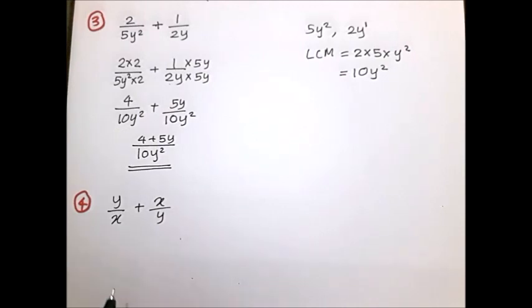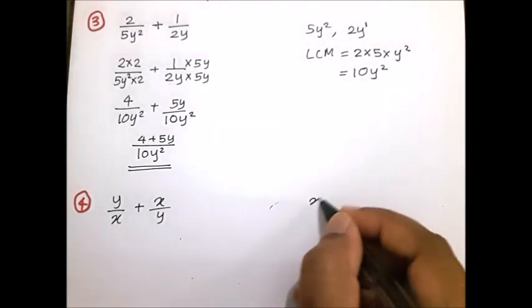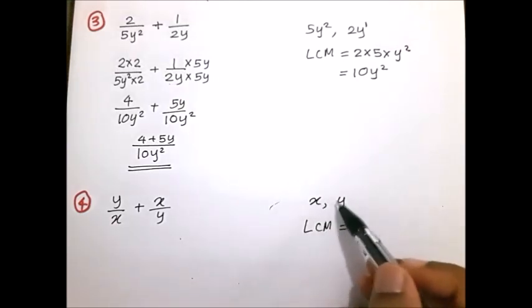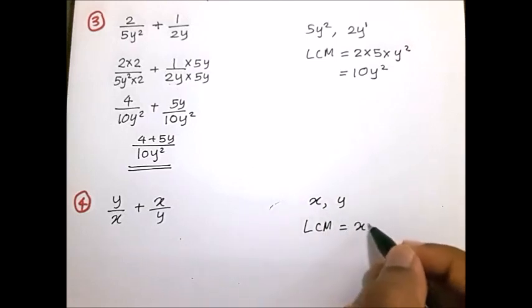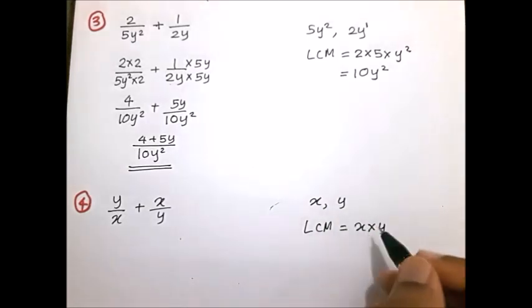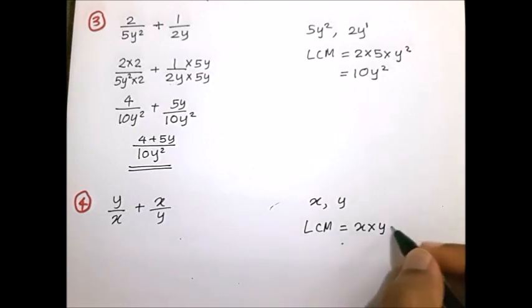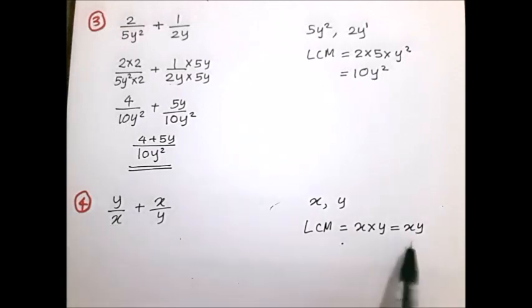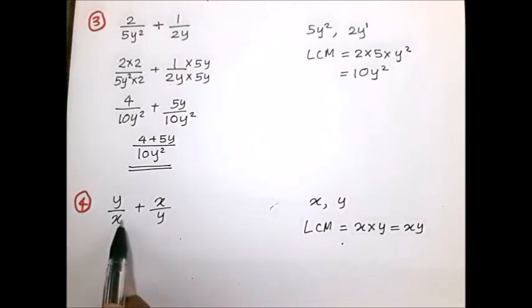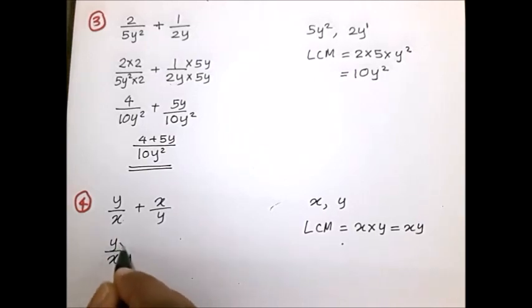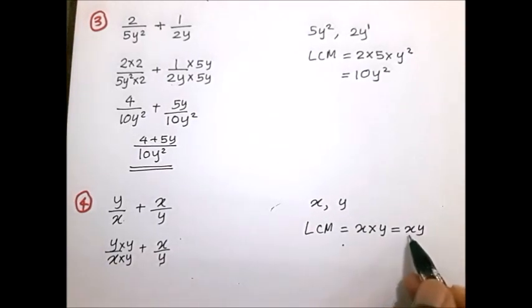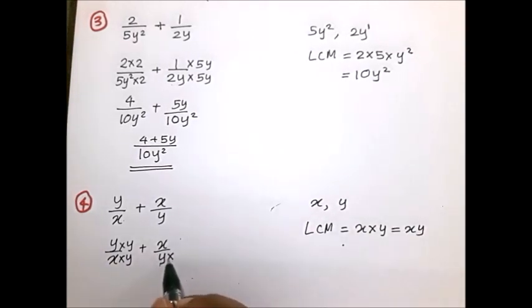Then look at the fourth example. Here the denominators are x and y. So what is the LCM of these two? You have to select each and every different term. Select x and y. Take x multiplied by y. So this is the common denominator you have to take. Here, to convert this denominator into xy, you have to multiply this one by y. So multiply both numerator and denominator by y. Here the denominator is y. You have to convert it into xy. So multiply this term by x.